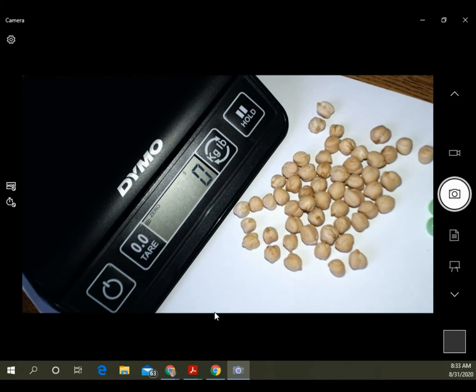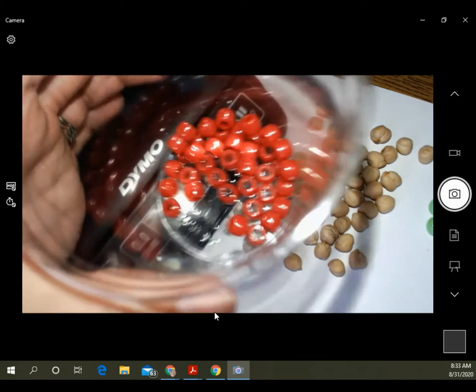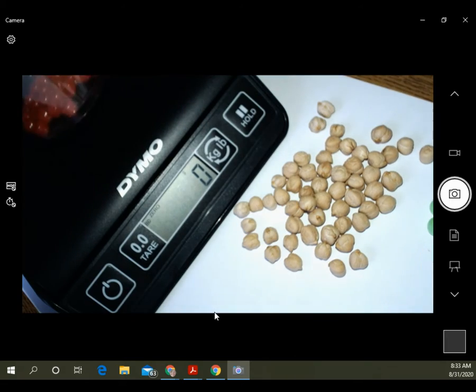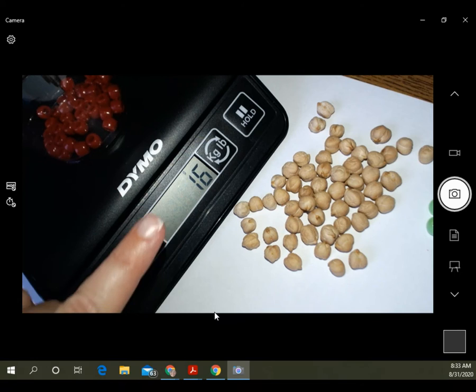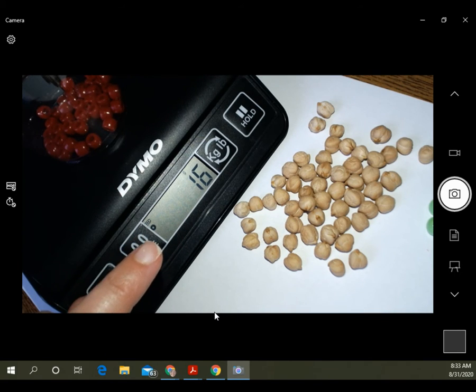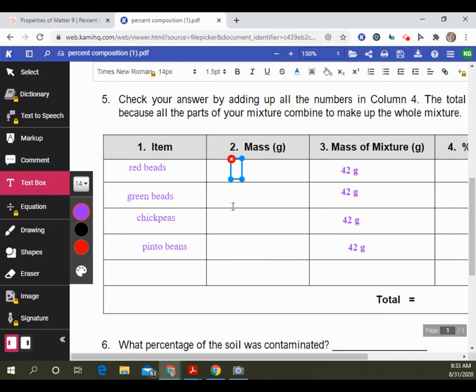So I'm going to gather up the red beads since that's the first thing that we put on our list. I have all red beads in my cup. I'm going to put my cup on the scale. And we can see that it's 16 grams. Is 16 grams the mass of the beads? No.